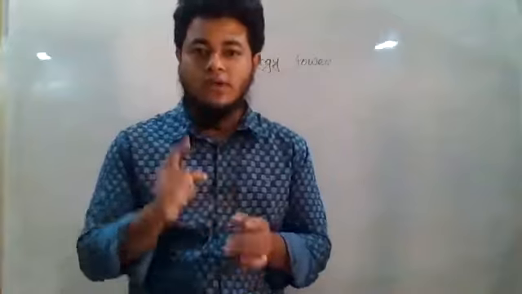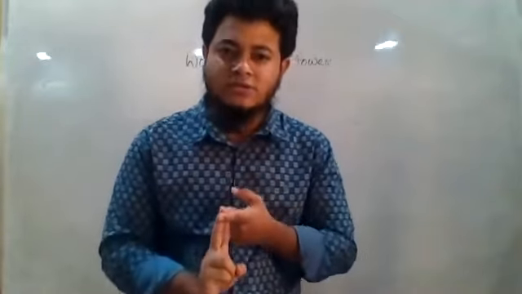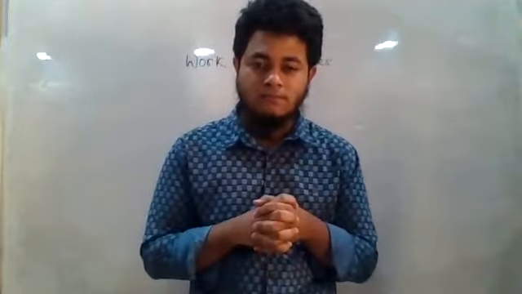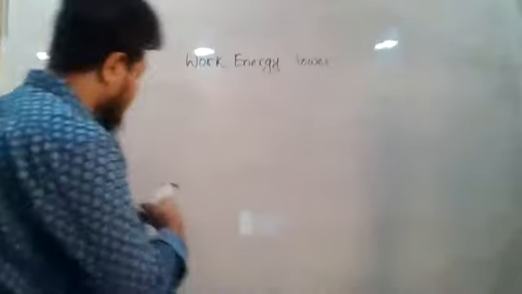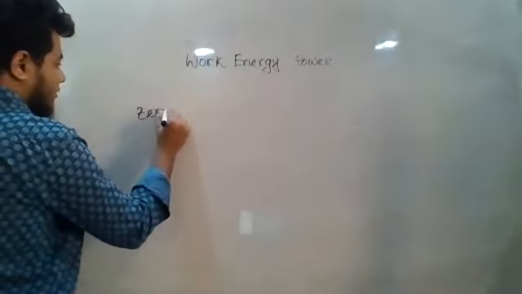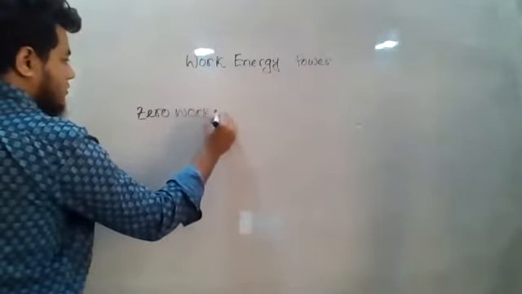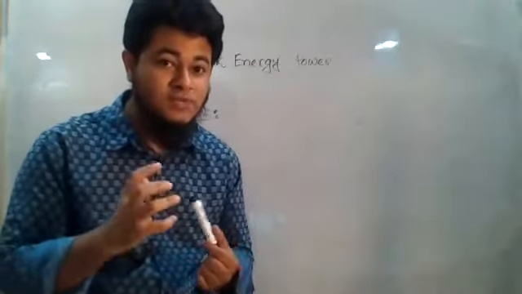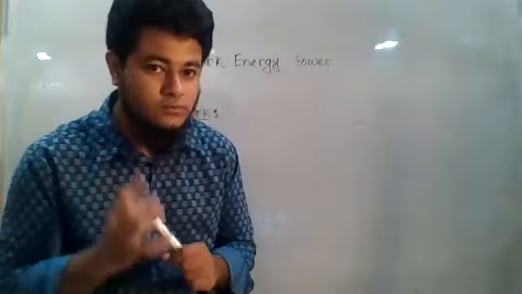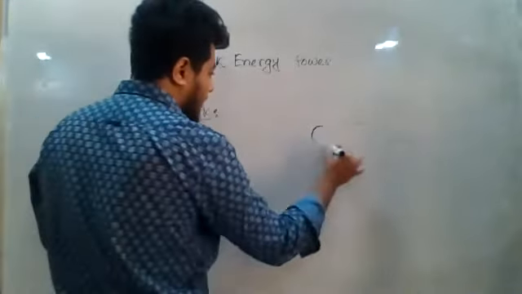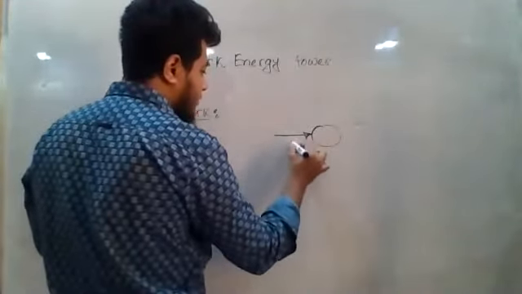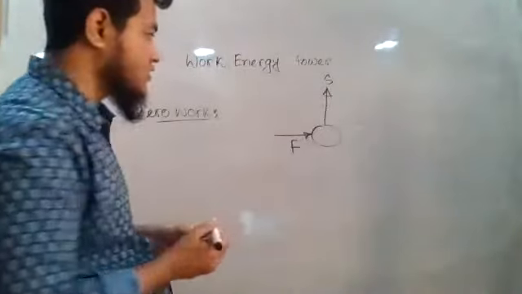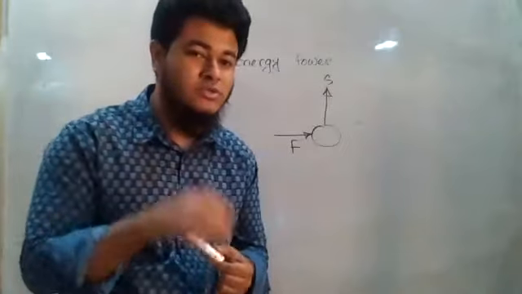But what if I tell you that the force is being applied, the displacement is also taking place, still the work done is zero? That is also possible. Let me show you how, okay? Zero work, even though you are applying some force and some displacement is taking place. Notice that I'm not saying that displacement is taking place along the direction of force. If this is the object and this is the force that you are applying, and the displacement that is taking place is along the vertical direction, then actually the work done is going to be zero.